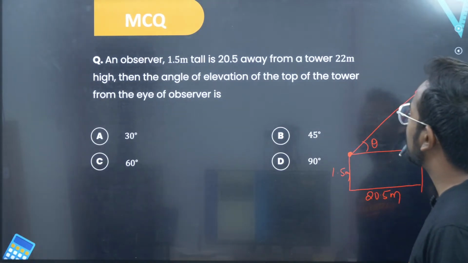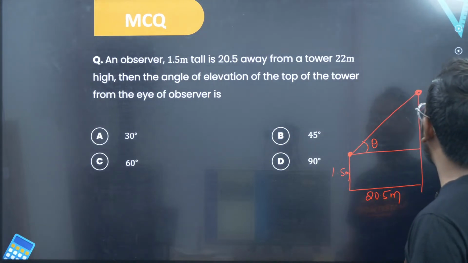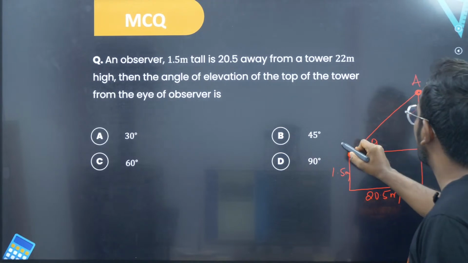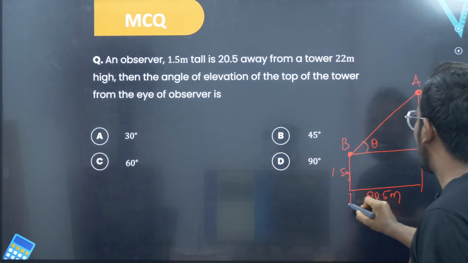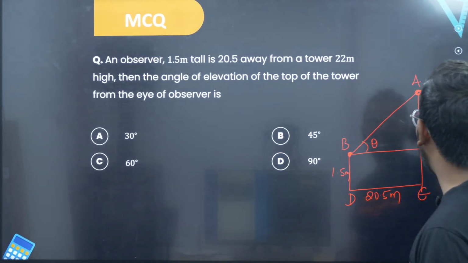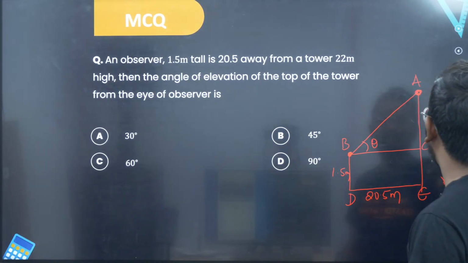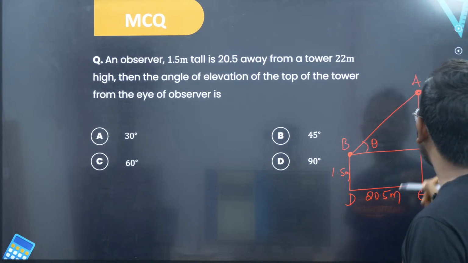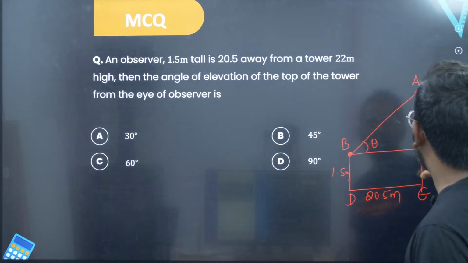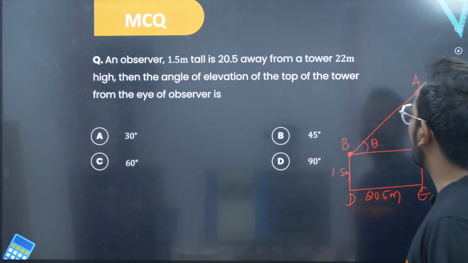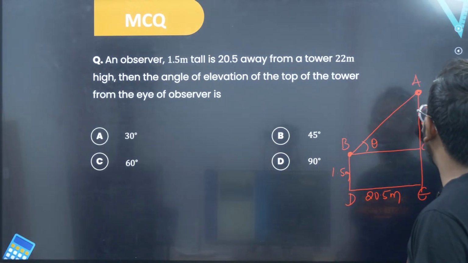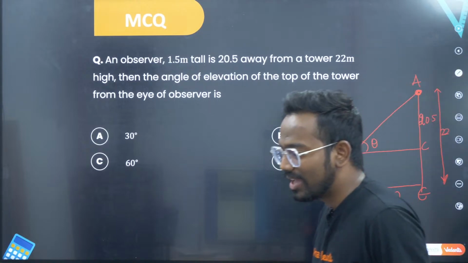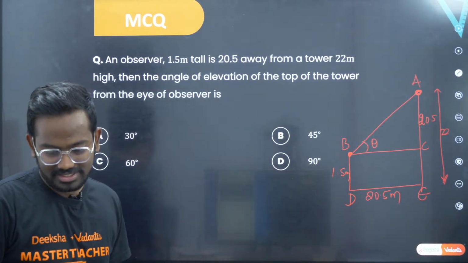They have said the tower is basically 22 meter. So this whole thing is 22 meter. I'll mark this as A, B, C, D and E. So if you can see, AE, the whole thing, is 22 meter. So now from here, this AC will be 22 minus 1.5. So this is 20.5, sir. So this distance is 20.5. Now I think you can answer this very clearly.